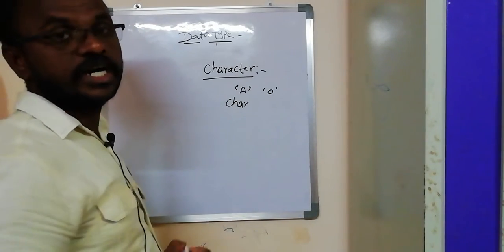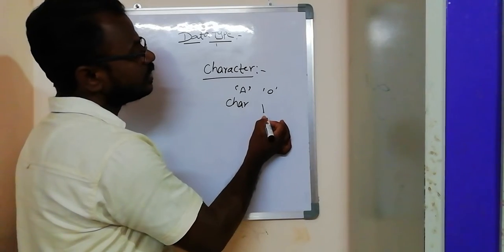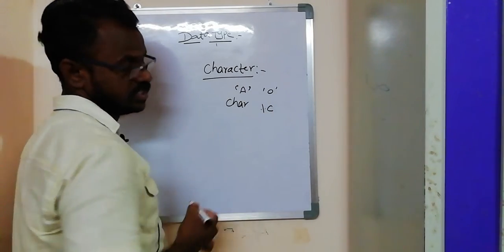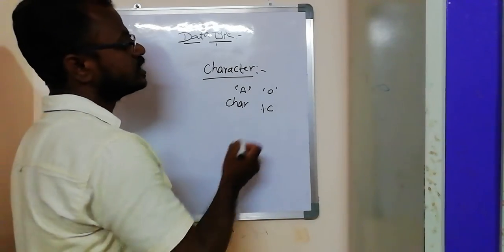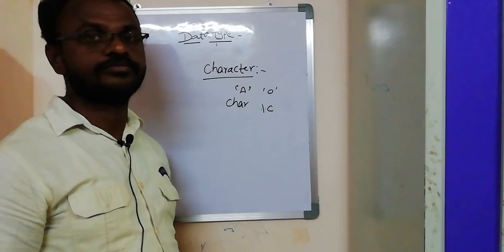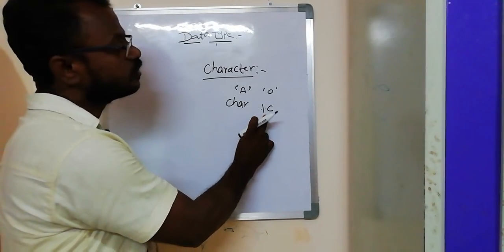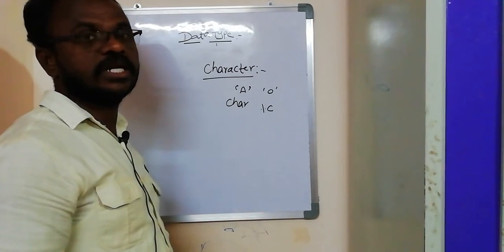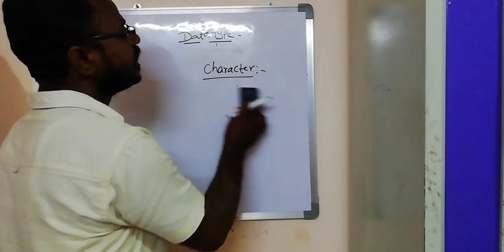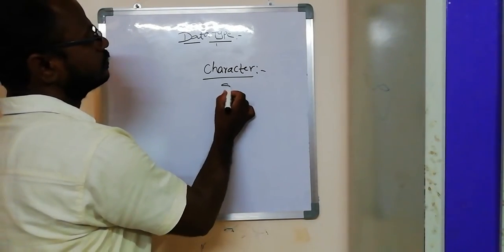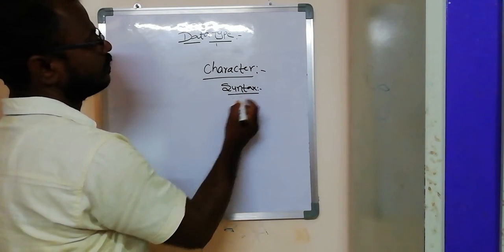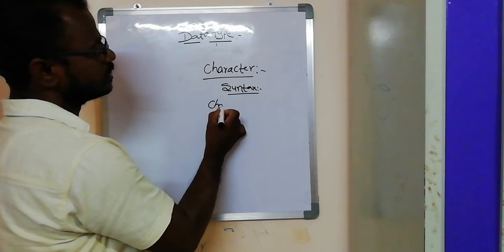To print this data type value we use the format specifier %c. Without %c we cannot print any character in a C program. We must use the specified symbol. The syntax about this data type: we declare the keyword char.